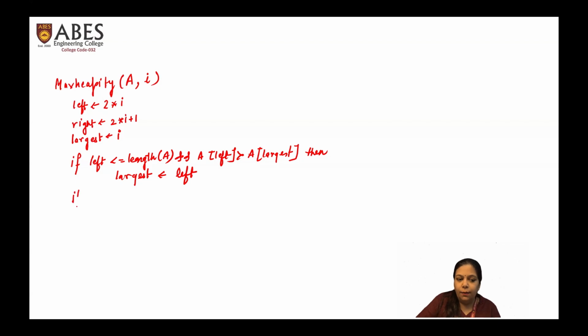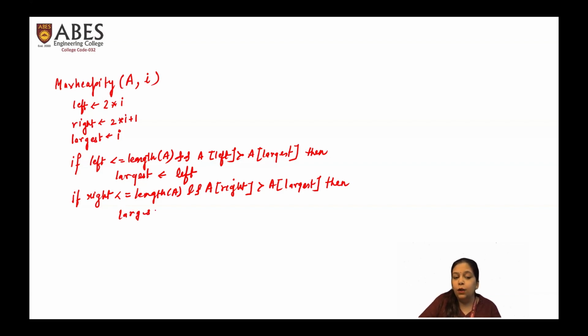In the similar way, we can compare the right child. First of all, we will check whether there exists a right child or not. For this, we can say that if right is less than or equal to length of A, then the right child exists. And if it exists, then we have to check whether the value stored at the index right is greater than A largest or not. If it is greater than A largest, then we can say that the right child is the largest among node, left and right. And in this case, largest should have the index of right child.